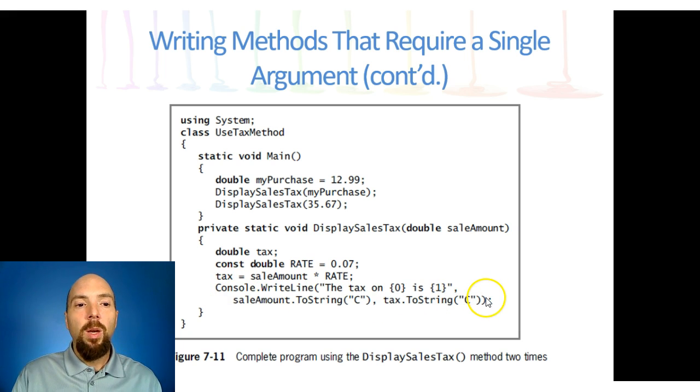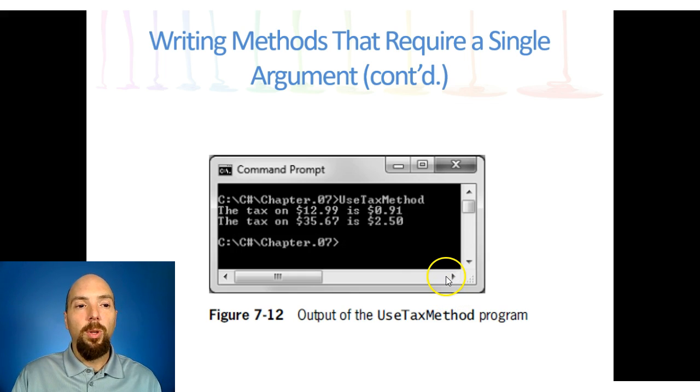When it's done, it will go back to where it left off, which is this line, and it continues running. So the next thing says display sales tax 35.67. So in this case, instead of passing the value of a variable, it passes a literal value, 35.67. It calculates the tax with the sales rate. So now we have 35.67 times 0.07 is equal to the tax, and it writes that out as a string. So it would look like this.